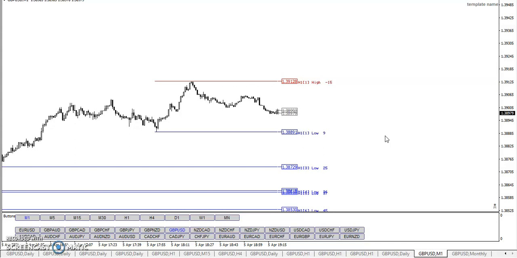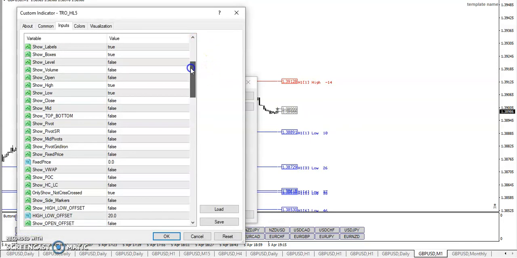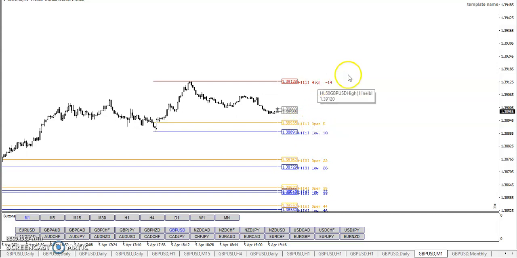And you can do the same thing with the opens. So for example, if you come back in the H1, you can even have it on the same chart. Set show open to true, and you can see where the opens are. So we haven't crisscrossed the open of 1 hour ago. So we're still above this level right here. So we're between the open and the high.